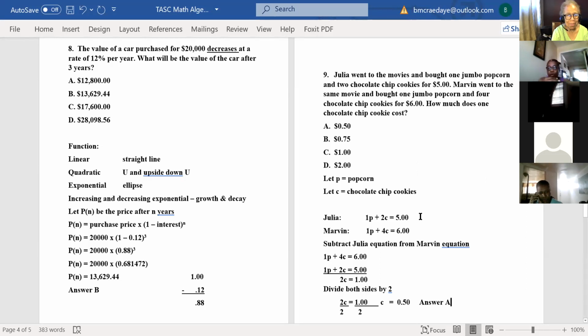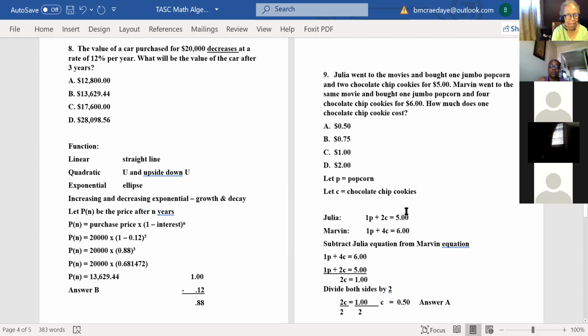So therefore, the popcorn costs $4. If the 2 C's is 2 chocolate chips at 50 cents, that's $1, right? Yes. And some number plus $1 is $5, then the popcorn would have been what? $4. And the same here: if this is $4, and he had 4 times 50 cents is $2, that would give you $6, right? Yes. Okay. Very good.